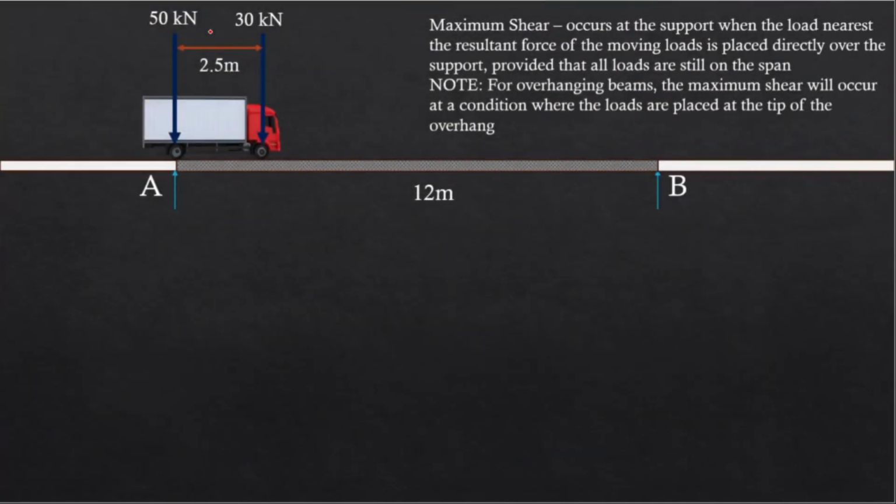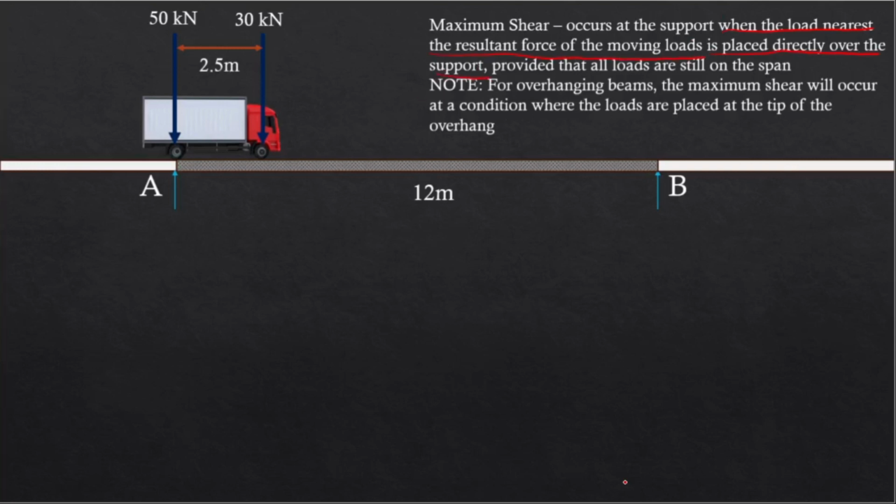And so here, the maximum shear occurs at the support when the load nearest the resultant force of the moving loads is placed directly over the support, provided that all loads are still on the span. However, for overhanging beams, the maximum shear will occur at a condition where the loads are placed at the tip of the overhang. Now, I will just be discussing this in another video. And so, we're first going to discuss what this means when the load nearest the resultant force of the moving loads is placed directly over the support.